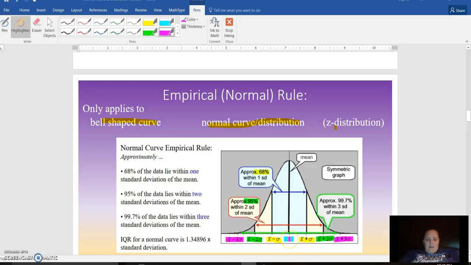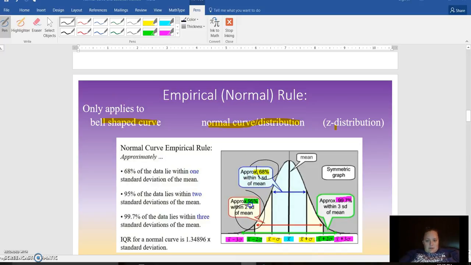Okay, if you take the mean and subtract 3 standard deviations or add 3 standard deviations, that's 99.7% of the data. Right, so what I want you to focus on is 68, 95, 99.7. That's what I care about.